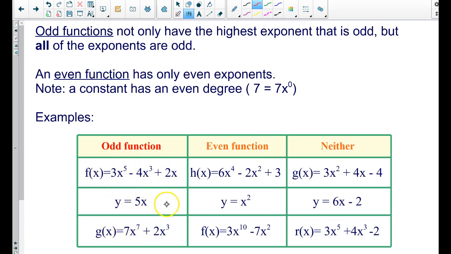So these are just some examples that you can see of odd functions. Notice all the terms have odd exponents. Even functions, all the terms have even exponents. And neither is when you have odd exponents and even exponents mixed up, like these scenarios.